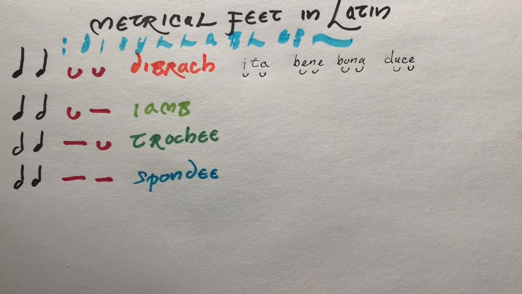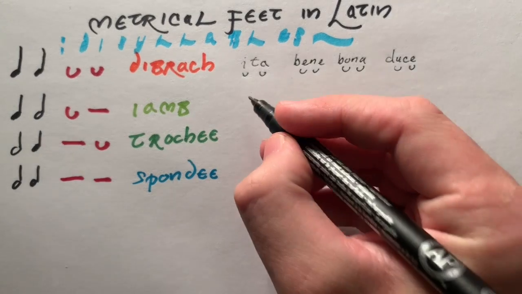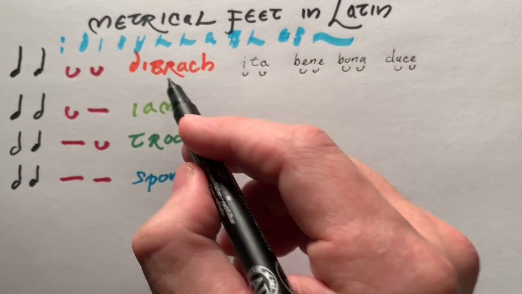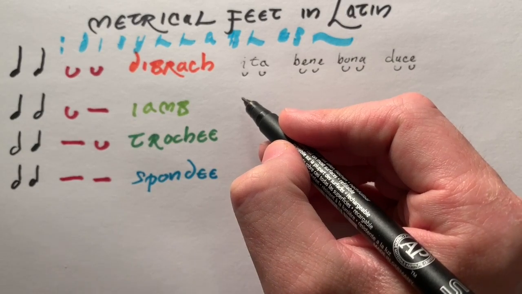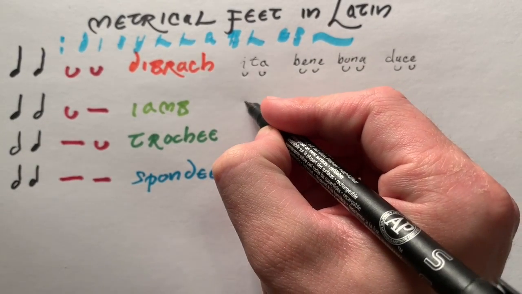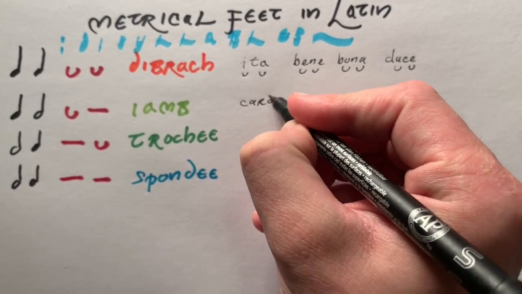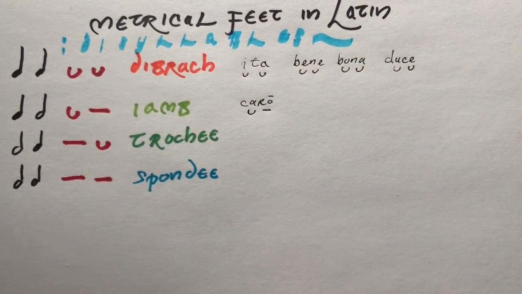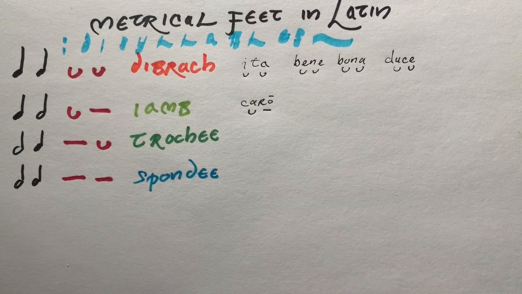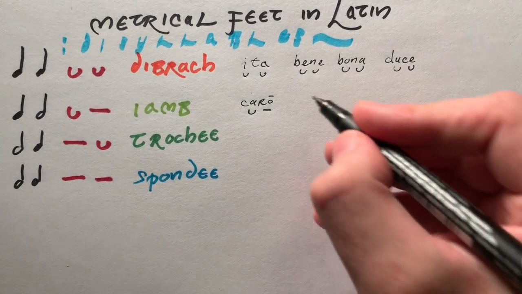What are some Latin words that are iambs? These are actually a good deal more common, I would say. Now, of course, we can find these rhythms anywhere in poetry and prose if we break words apart, but today I'm only showing discrete words for the sake of simplicity. So what is a word that's an iamb? One that comes to mind is caro. This means meat or flesh. Short, long. Caro. And what's another one?